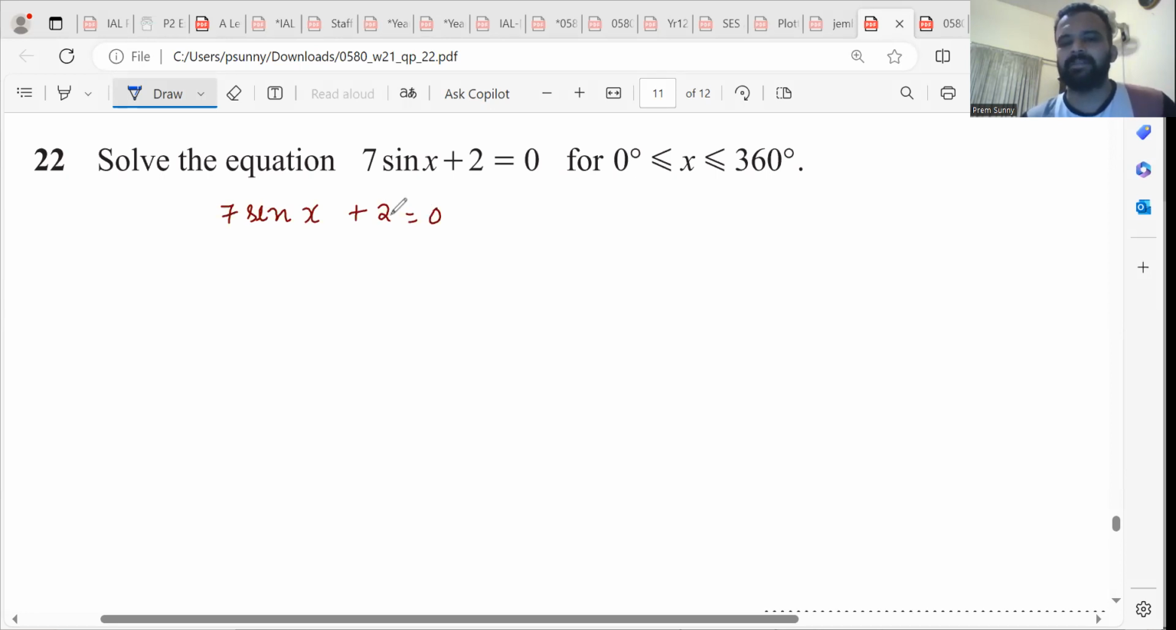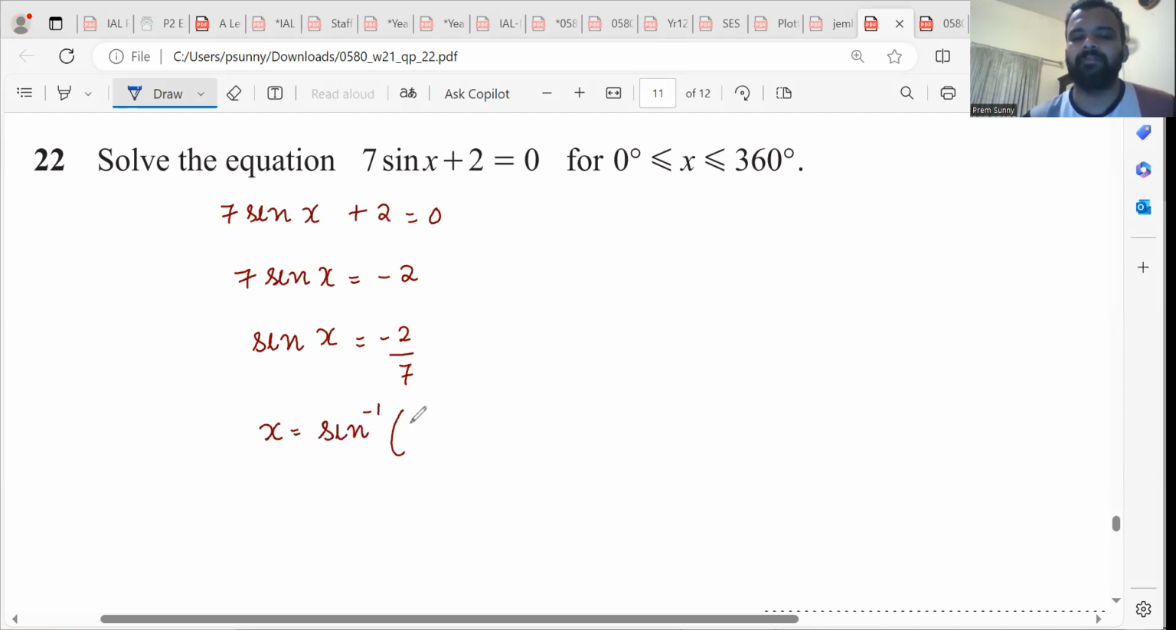Let's make x the subject here and get the first value. So let's take positive 2 to the other side. 7 sin x is equal to, positive 2 goes to the other side, it becomes minus 2. So if 7 sin x is equal to minus 2, then sin x will be minus 2 divided by 7. But what we need to find out here is the value of x. So take sine to the other side. So when sine goes to the other side, it becomes sine inverse of minus 2 by 7.